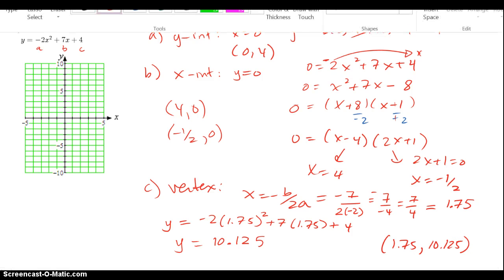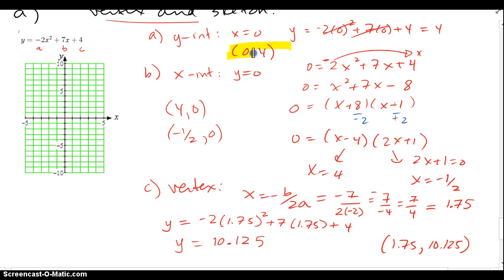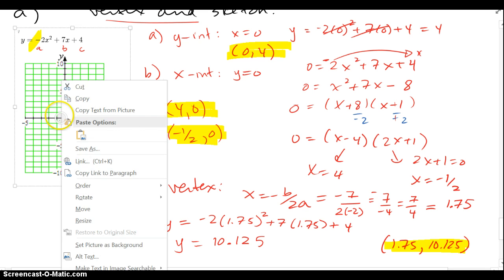So ultimately here are the things we have. We have the y-intercept, we have two x-intercepts, and we have the vertex. And we're going to go plot these guys on the grid here. And remember, don't forget about this minus, because that minus is going to make the parabola open down. So 0, 4 is right here. That's my y-intercept. 4, 0 is the first x-intercept, and negative a half, 0 is the second one.